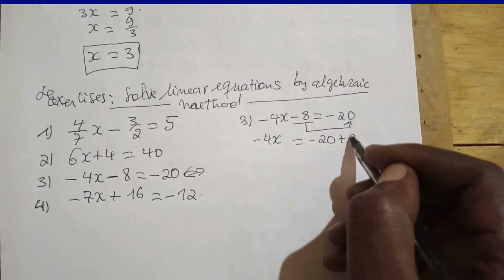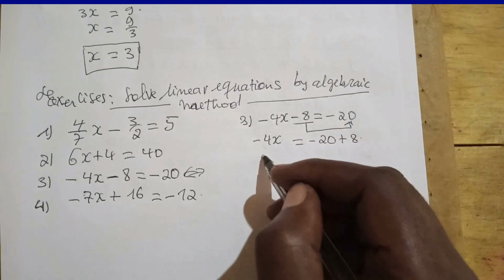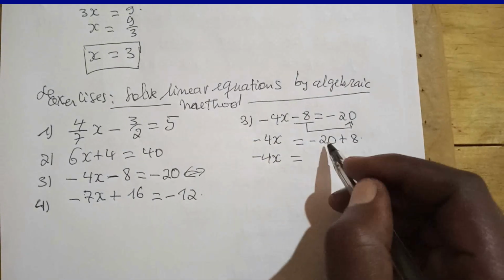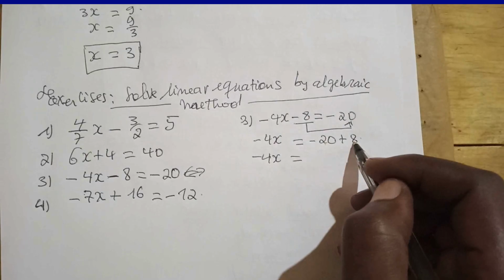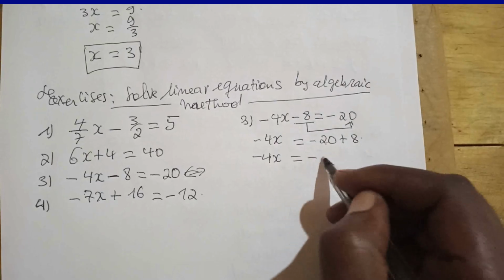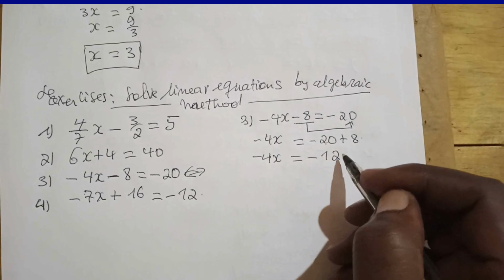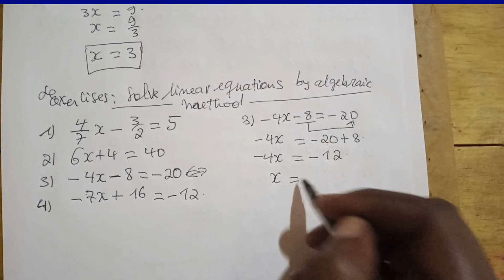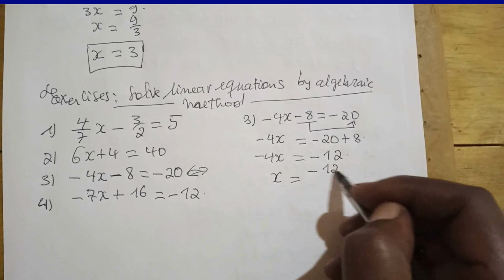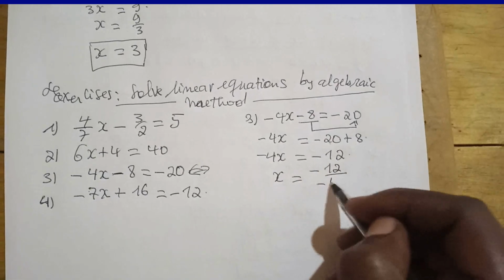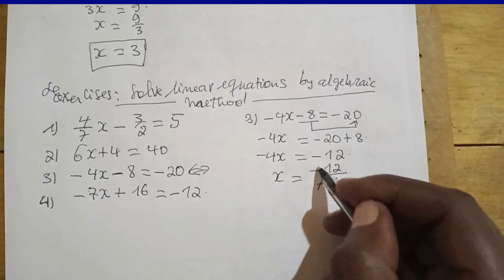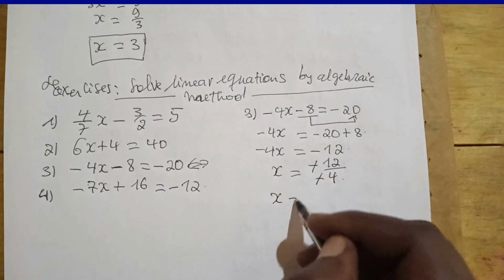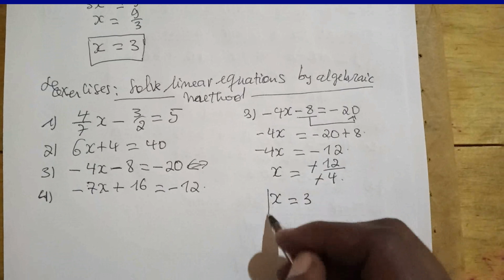plus 8. Then we have negative 4x is equal to negative 20 plus 8, which is equal to negative 12. So x is equal to negative 12 over negative 4. Then this negative and this one are simplified. Then here we have a value of x which is equal to 3.